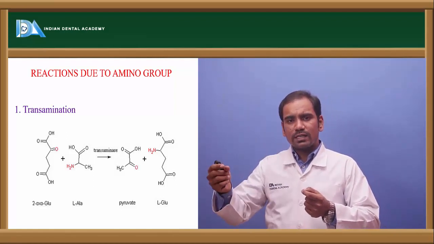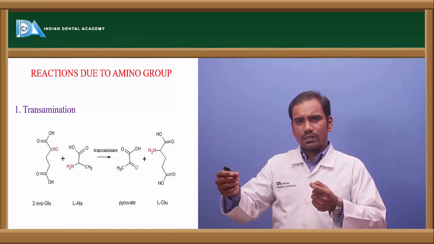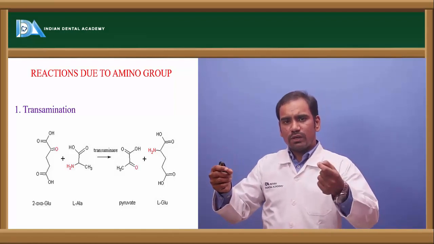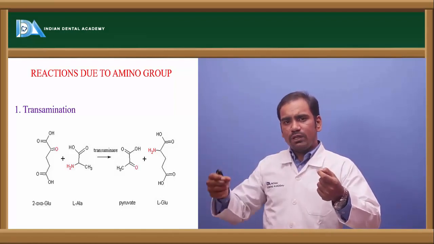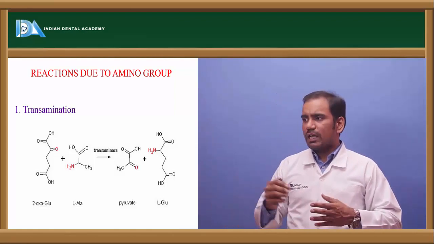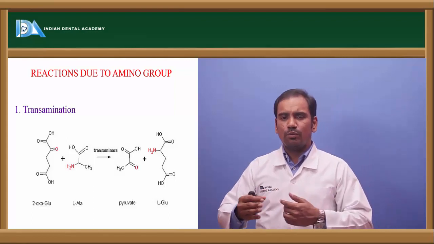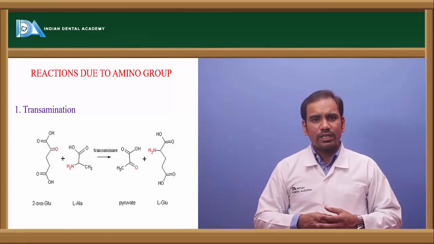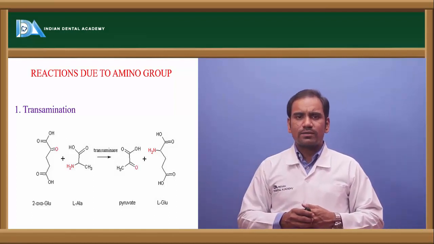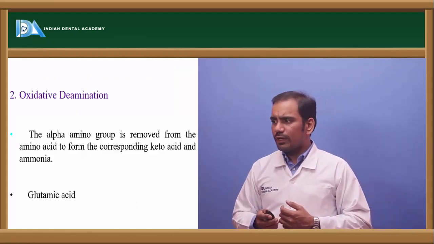The keto acid lacks the amino group. So now you are transferring the amino group from the amino acid to a keto acid, so that after transferring the amino group, the amino acid becomes a keto acid, and after accepting the amino group, the keto acid becomes an amino acid. This is what happens in transamination. Simply, you are transferring the amino group. It is called transamination, and the enzymes catalyzing such reactions are called transaminases or aminotransferases.